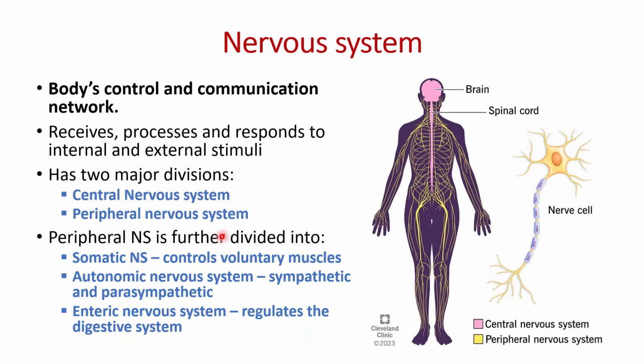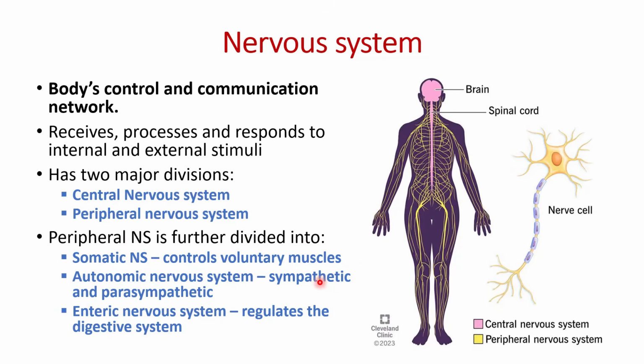So the peripheral nervous system is further divided into the somatic nervous system, autonomic nervous system, and enteric nervous system, of which this enteric nervous system is a special part which is just for the digestive system alone. But the somatic nervous system controls voluntary muscles. The autonomic nervous system is just the one that determines your well-being.